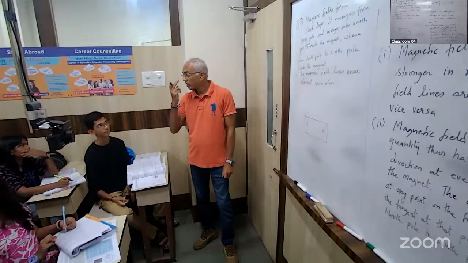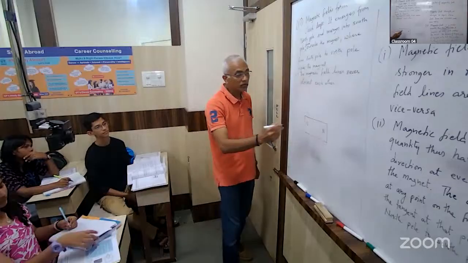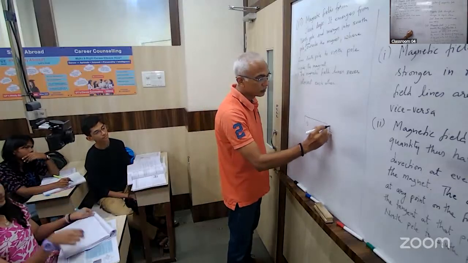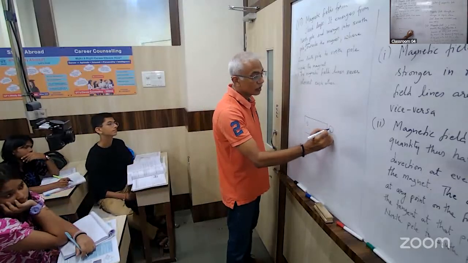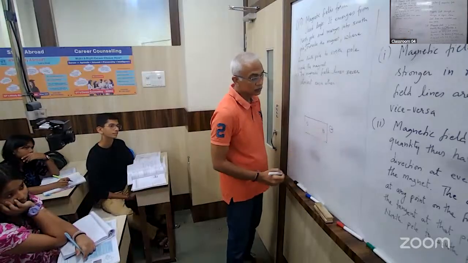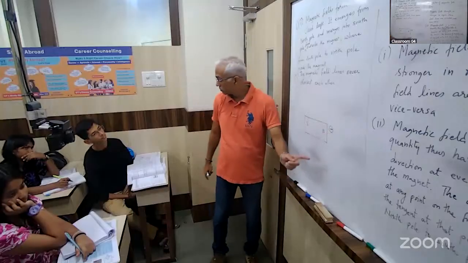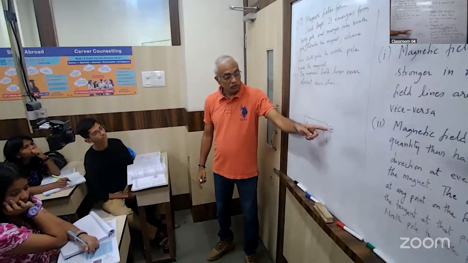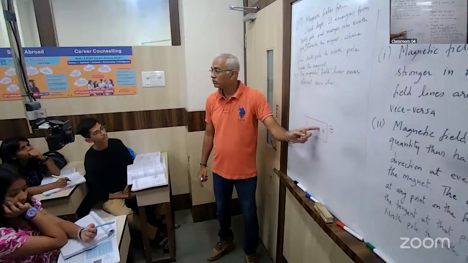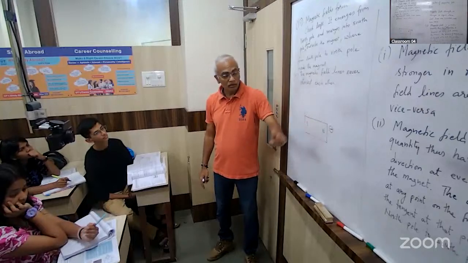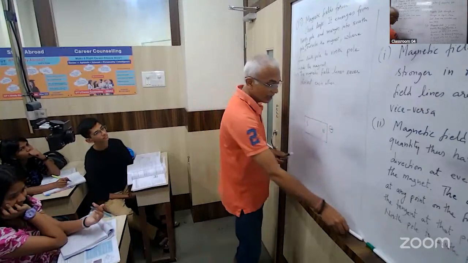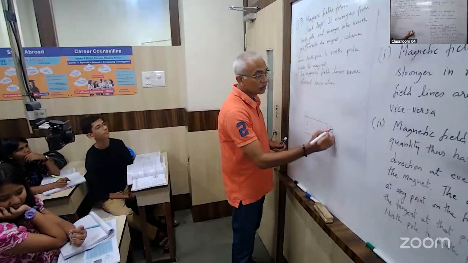I'll use another magnet, correct? Let's say I keep a bar magnet here. So the bar magnet also is a magnet only, correct? So the arrow, the north pole, will be repelled by this north pole. So it will point in a certain direction. So you mark that point. So in the lab, this is how you will draw the magnetic field lines.